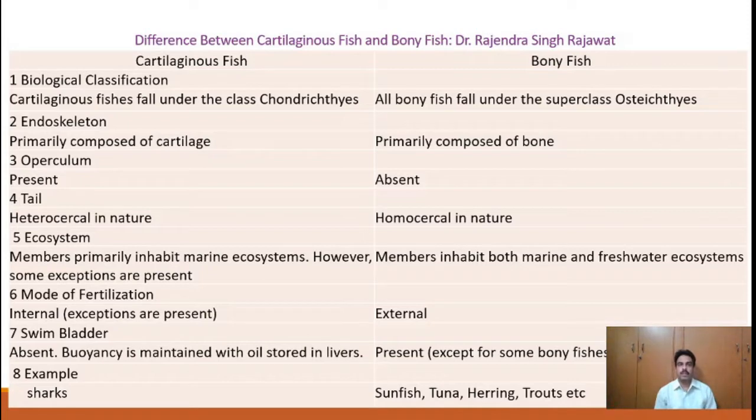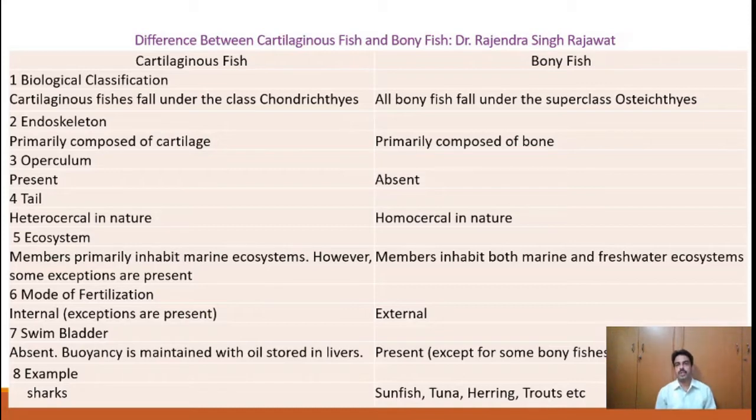The cartilaginous fishes fall under the Chondrichthyes. The first and second points cover the name of the cartilaginous fishes: their endoskeleton is primarily composed of cartilage, so they are known as cartilaginous fish or Chondrichthyes.